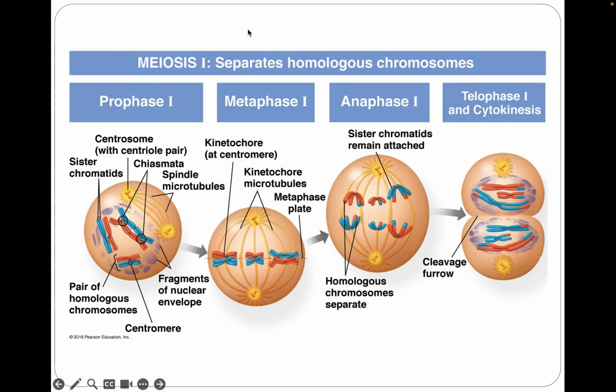Oops, sorry, too far. So meiosis 1 separates the homologous chromosomes. So we have prophase 1, where those homologous chromosomes are becoming visible. Metaphase 1, they all line up at the equator of the cell, just like mitosis. We've got the spindle fibers connected to the centrosomes. All right, the sister chromatids remain attached as they separate. But there's something special that happened here. Look, what do you notice?